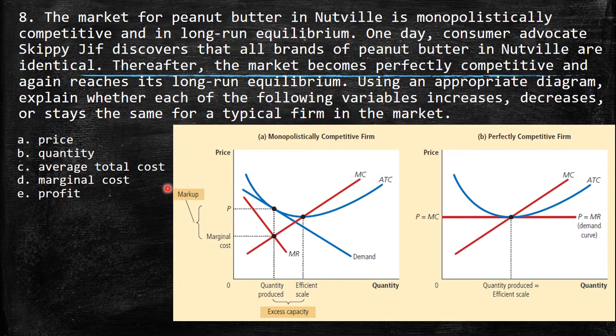And the average total cost. You produce at that point, and this one should be the average total cost, which should be lower, because it lies at the minimum. This is the efficient scale, right? And then the marginal cost. The marginal cost before was this one, then it moves to this part, so the marginal cost should be higher. And the profits should be exactly the same, because in the long run, either a competitive firm or a monopolistically competitive firm has profits equal to zero.